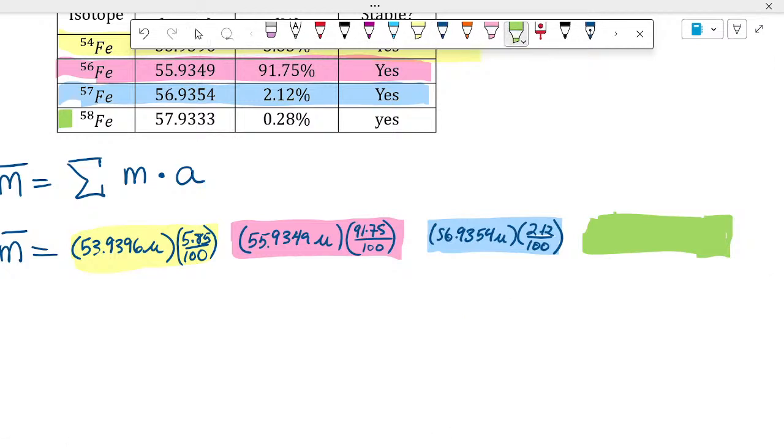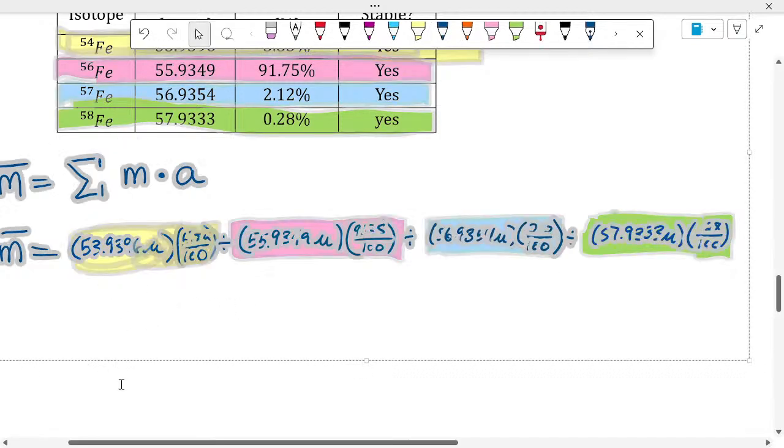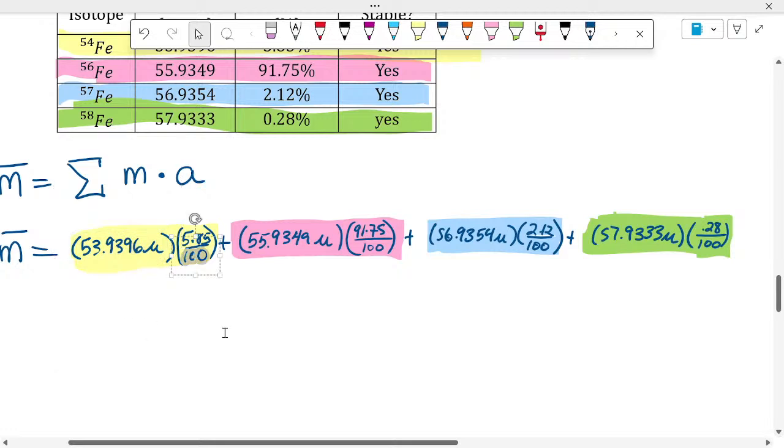And what is the mass of our last isotope? 57.9333. And that is multiplied by an abundance of only 0.28 out of every 100. So it's very uncommon, but it's still there. What do we do with all these? Add them up. And now, the most likely place to make a mistake doing this is just typing into your calculator, right? This is going to be overwhelmingly the most likely place to make an error. So we'll just go kind of stop. Just stop.